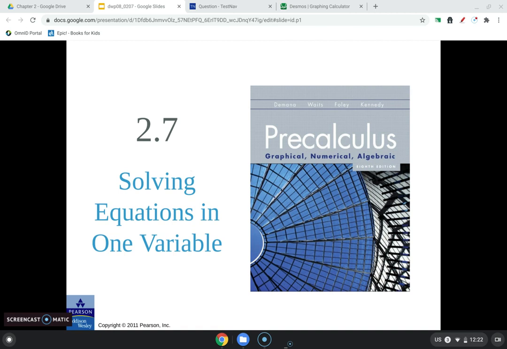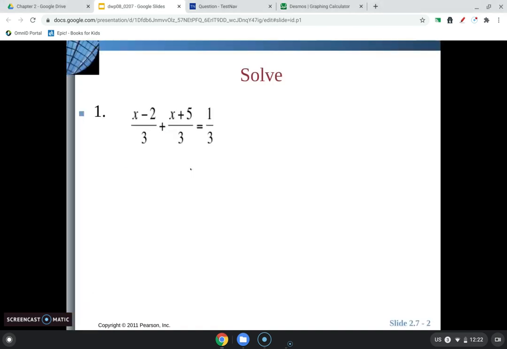Right, this is pre-calc section 2.7, solving equations in one variable. I'm going to do some of the problems out of the book, some of our assignment problems, to show you some examples of how to do this.